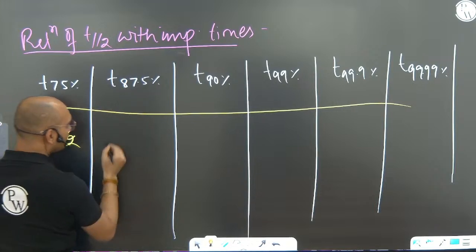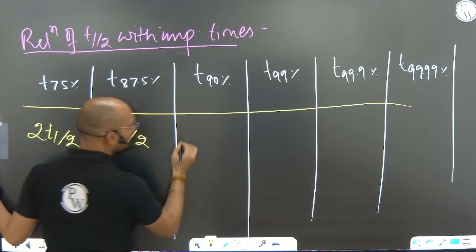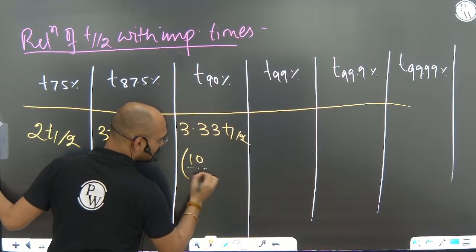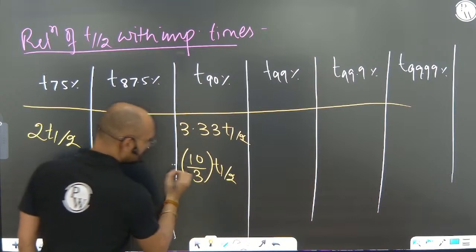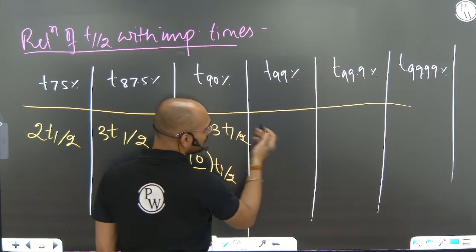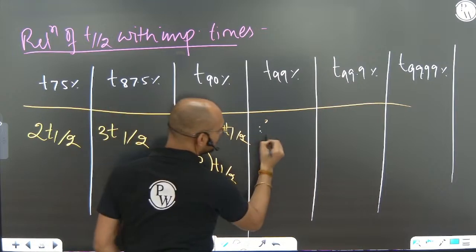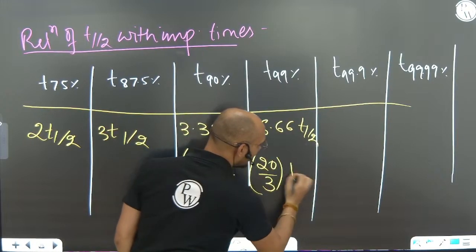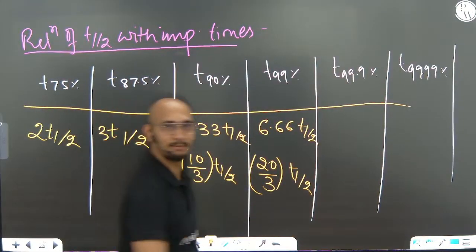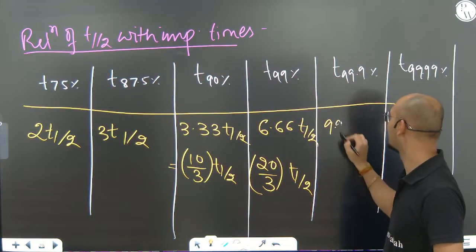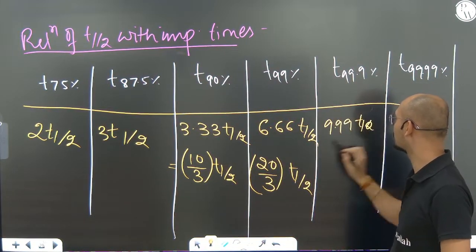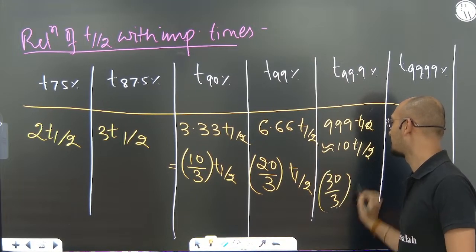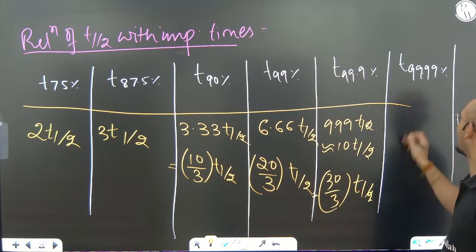T 87.5 will become 3 times of T half. T 90 will become 3.33 times of T half. What is 3.33? It is nothing but 10 by 3 T half. Please keep in mind, next T99 is how much? Just add 3.33 into it, 6.66 T half. It will be 20 by 3 T half. There we have written 10 by 3. Here it is 20 by 3. Yes or no? It is 9.99 T half. इसी को प्यार से क्या बोल सकते हैं? We can say it is 10 T half. अरे 10 मतलब 30 by 3 T half. Yes or no?